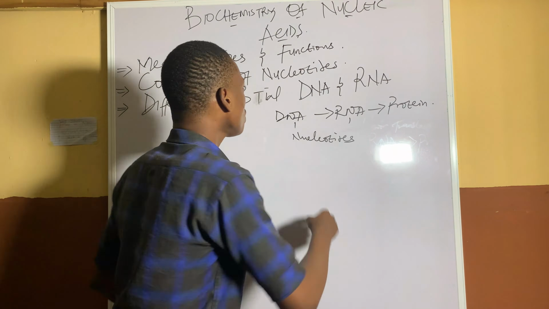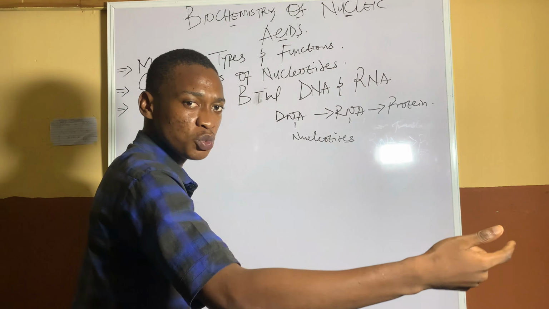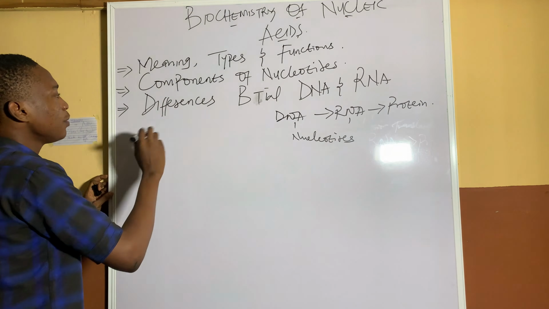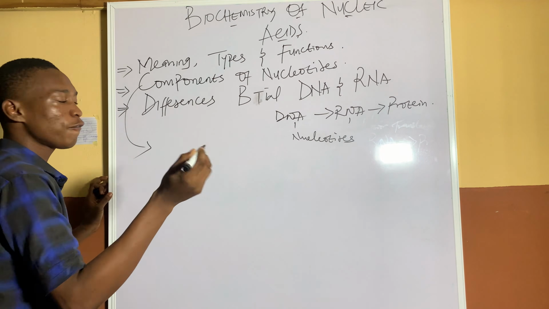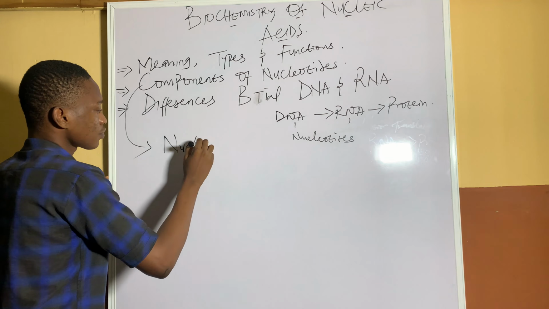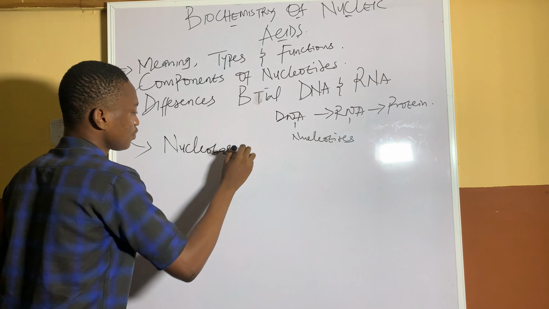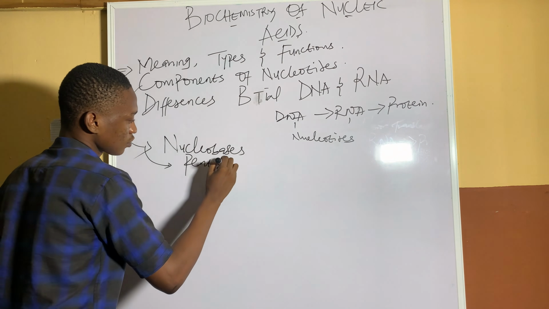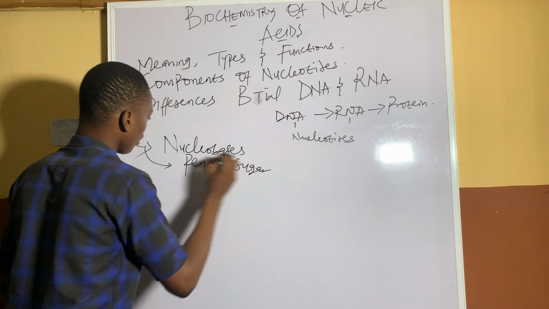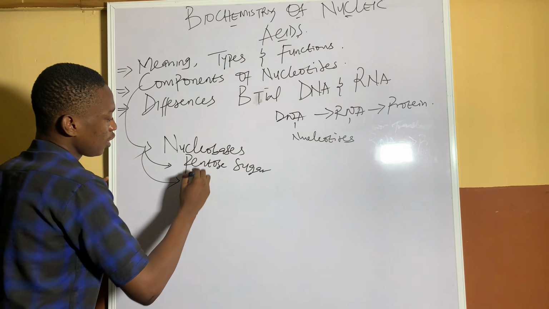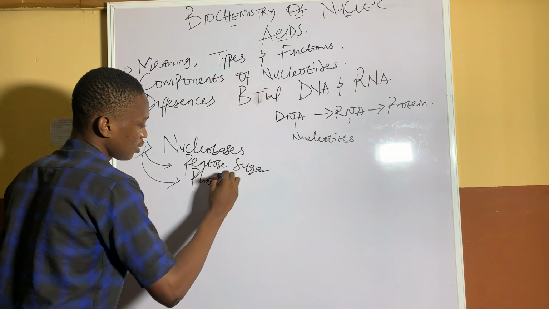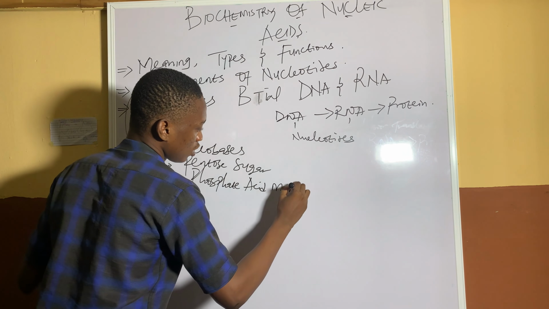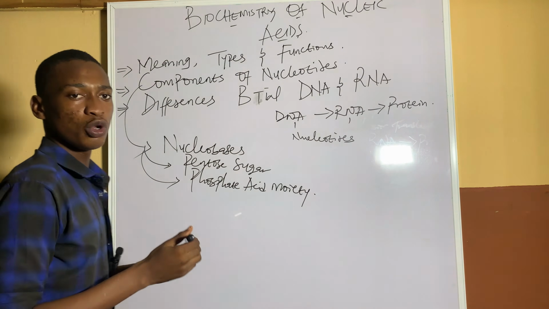Nucleic acid. Now, when we're talking about the components of nucleotide, which is the monomer of nucleic acid, I hope you're following. Now, when we're looking at the components, we have three major components of nucleotides. First of all, we have what we call the nucleobase or nucleobases. We have the pentose sugar. We also have the phosphate acid moiety. Now, let me start with nucleobases.